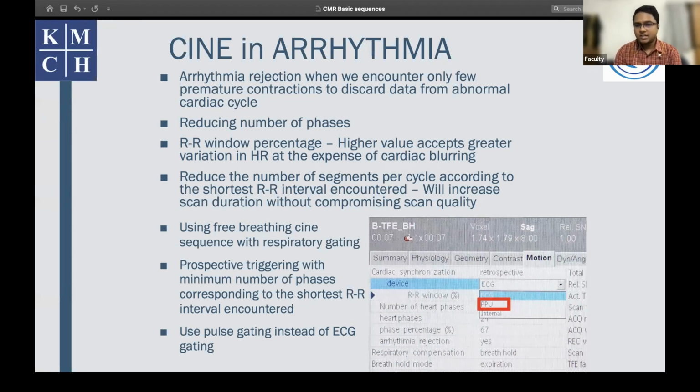And the last is using pulse gating. As I told you before, instead of an R wave triggering a scan, here the peripheral pulses trigger the scan. You might know that not all arrhythmias are conducted to the peripheral pulses. There is a lot of electrical activity in the heart which will not be conducted as a pulse to the periphery. So when you encounter a lot of noise in the ECG, pulse gating might be useful, because many of the arrhythmias are not conducted to the pulses.